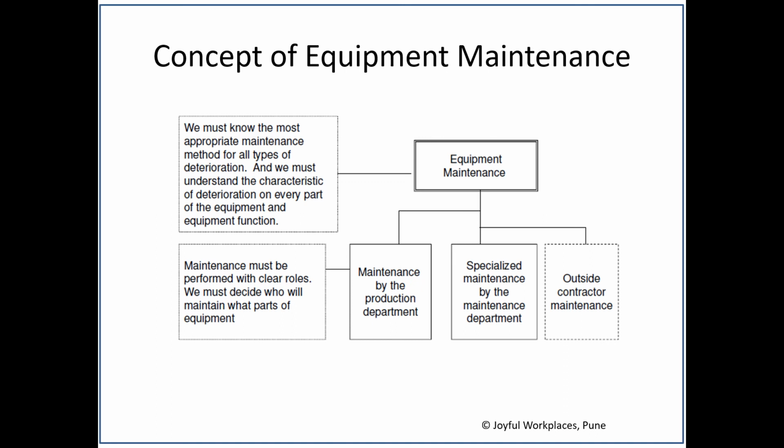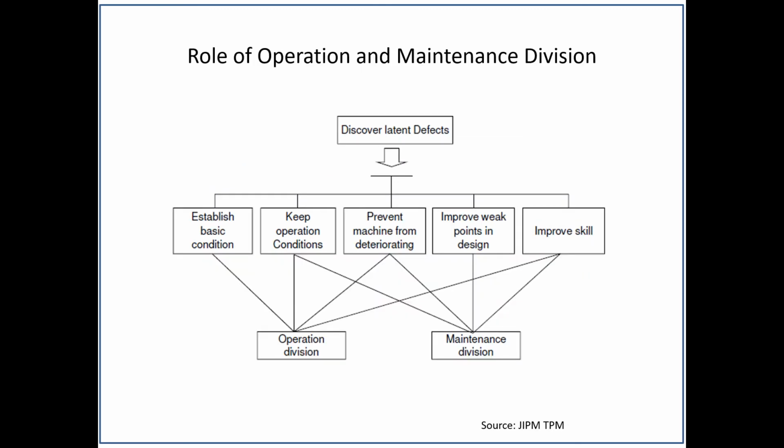We must know the most appropriate maintenance method for all types of deterioration, and we must understand the characteristics of the deterioration of every part of the equipment. The maintenance generally done by the production team is called Jishu Hozen, or operator maintenance. However, for designing that particular part, you need the involvement of the maintenance team. To have better clarity between operator maintenance and the maintenance division, there are 6 broad blocks mentioned: establishing basic condition, keep operational condition, prevent machine from deteriorating, improve work points in the design, and improve skill.